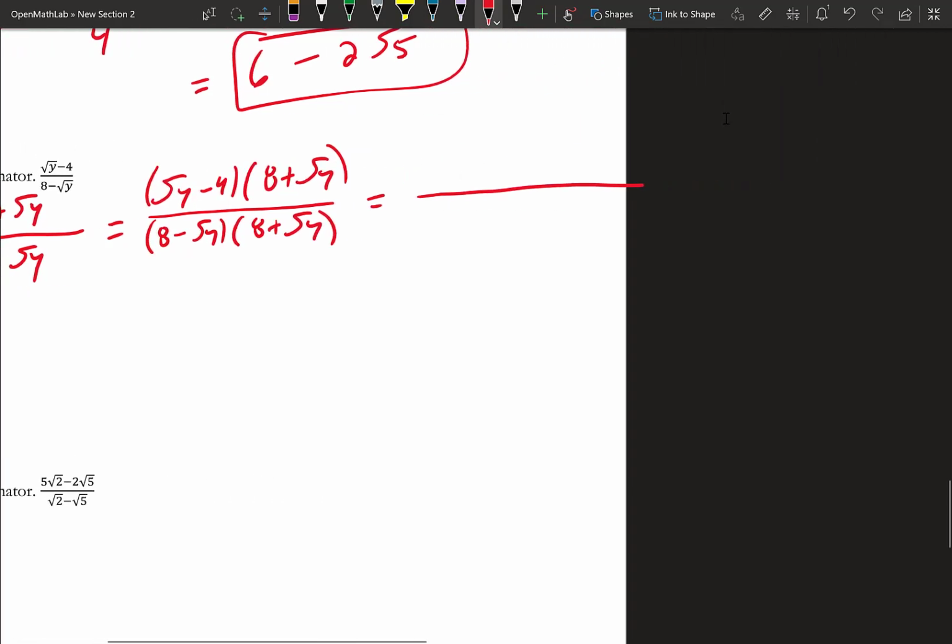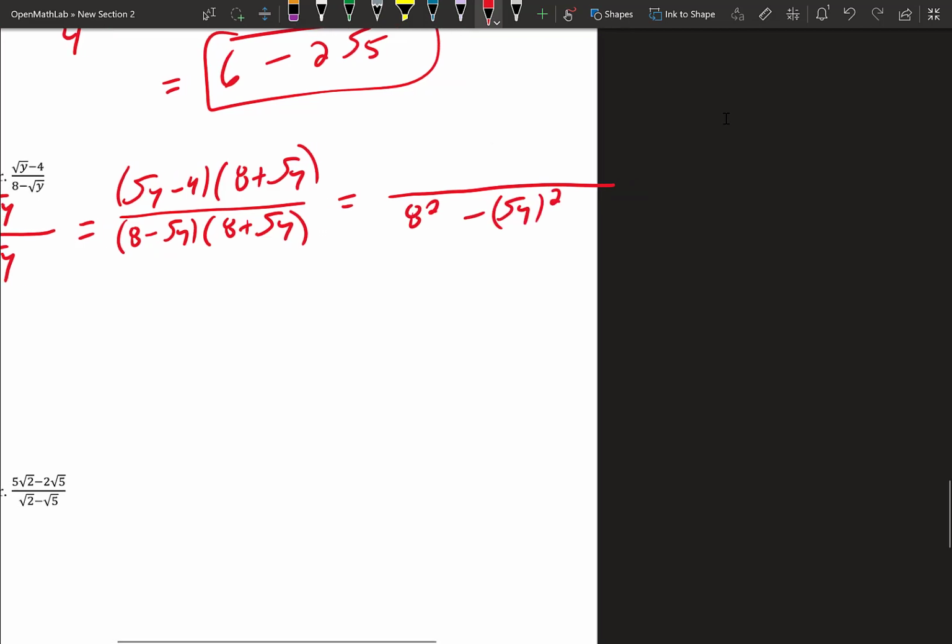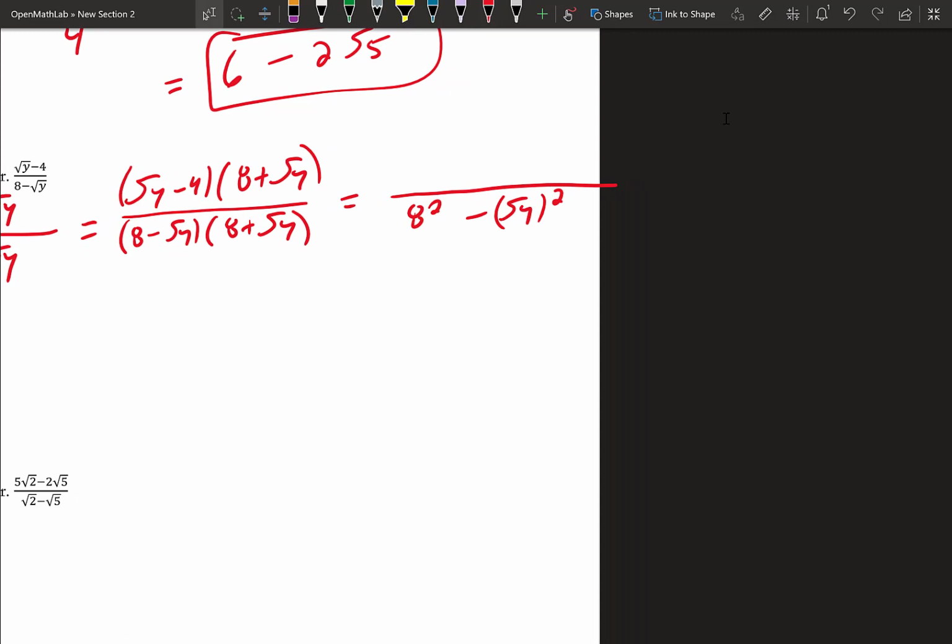So in the bottom, right, you can FOIL that, right? But that's just going to give me 8 squared minus radical y quantity squared, right? Because that's a difference of squares. And then in the top, we are going to have to FOIL this, right? So radical y times 8, right? That gives me 8 radical y. And then radical y times radical y, right? That gives me plus, in other words, it would be radical y quantity squared, right?